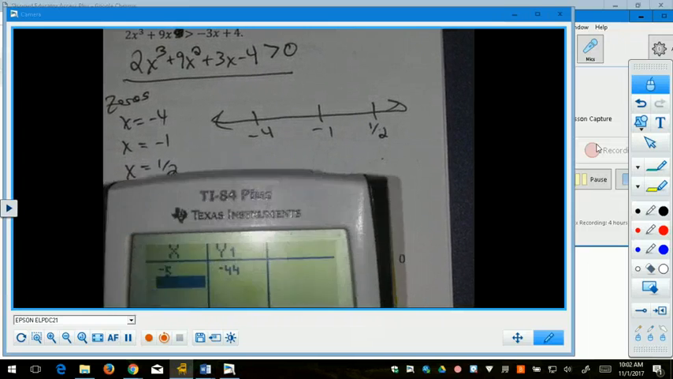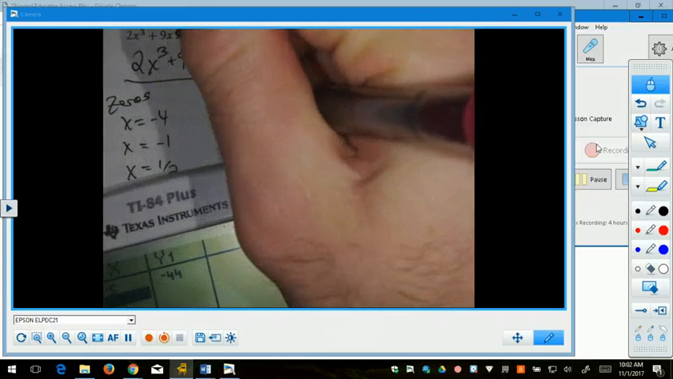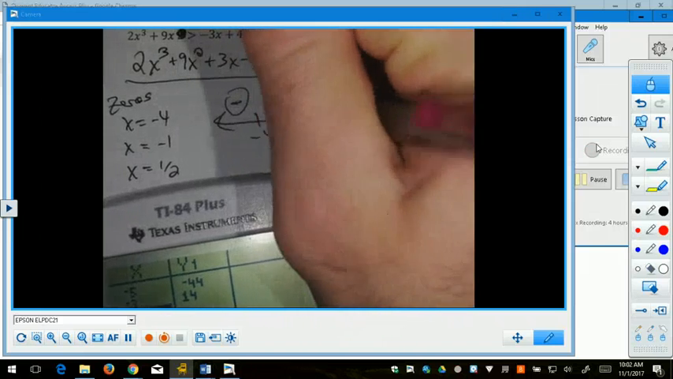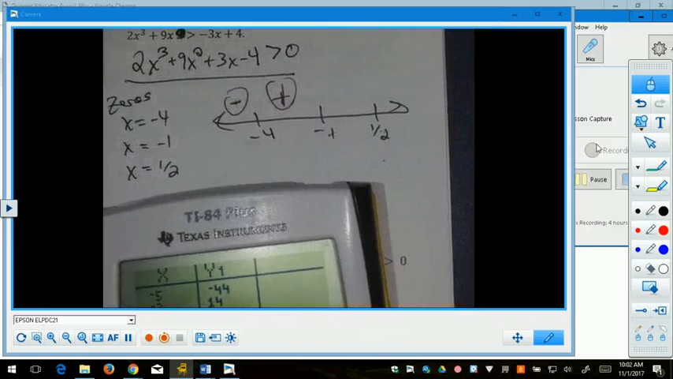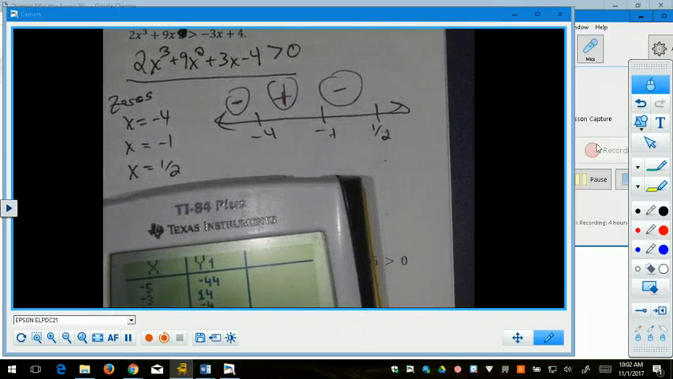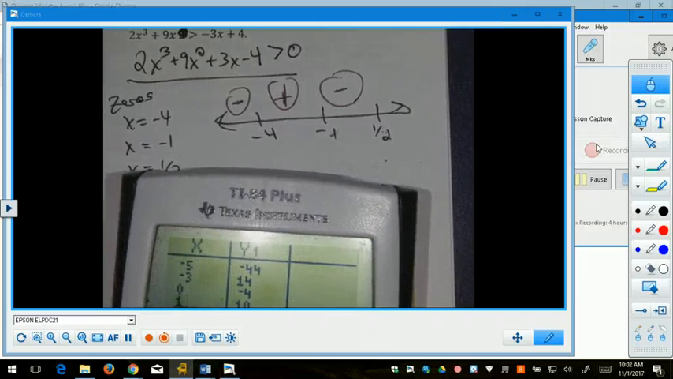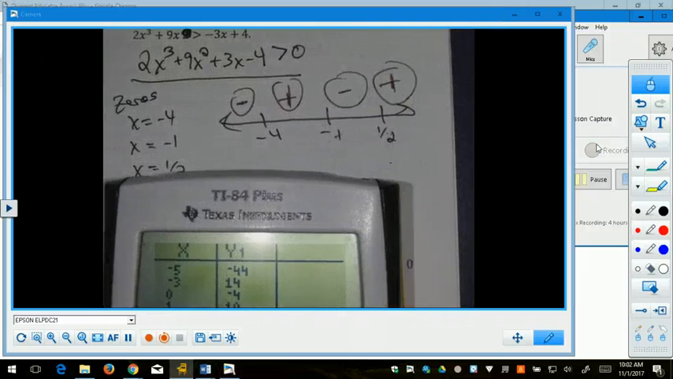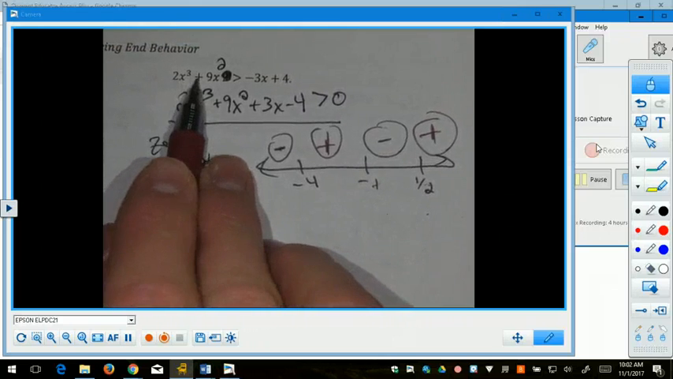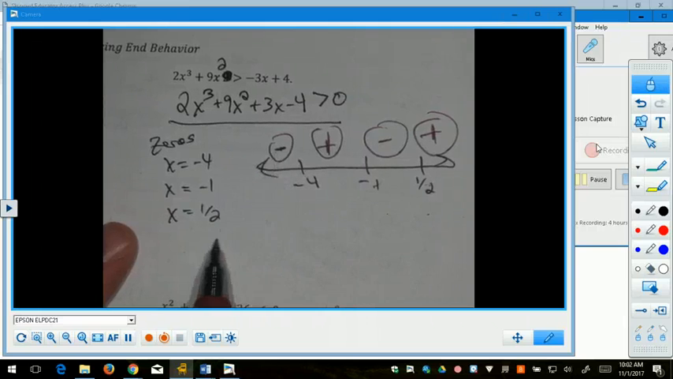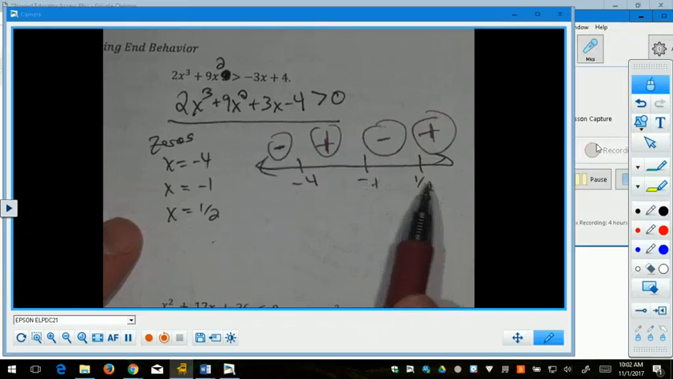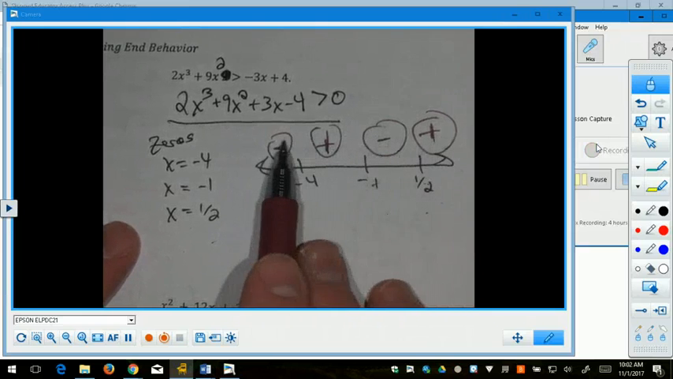So to the left of -4, I plugged in -5, I get a negative sign. Between -4 and -1, I'll try -3, I get a positive output. Between -1 and 1/2, I'll try 0, I get a negative output. And to the right of 1/2, I'll put 1, I get a positive output. Again, I did expect this, given the lead coefficient is positive and it's an odd degree, that to the left it would be going down and to the right it would be going up. And since I have all 3 zeros, it's okay for me to just alternate the signs.